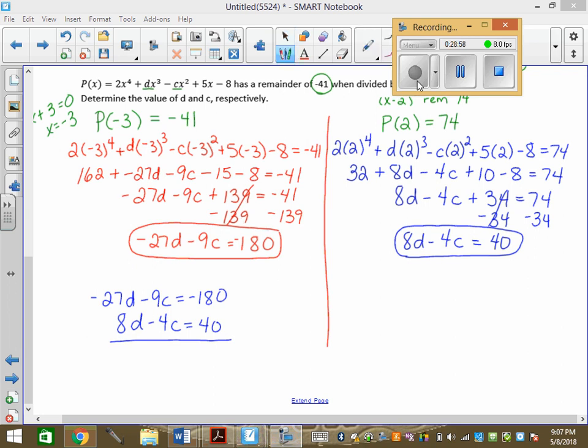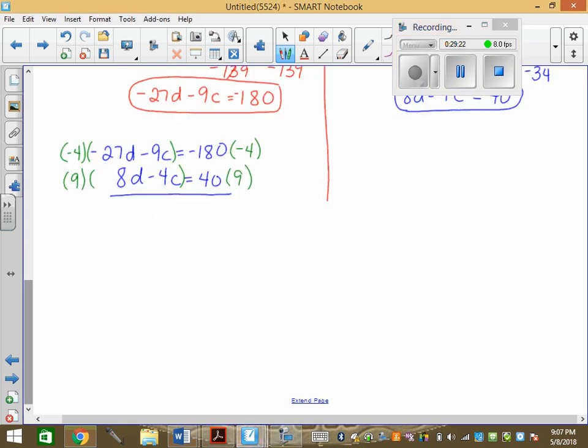In order to eliminate, we need to make either the d's or the c's the same. I'm going to make the c's the same, and I want to make them different signs so that I can add. So I'm going to multiply the top by negative 4 to make it be a positive 36, and I have to do it to the top left and the right. And I'm going to multiply the bottom by positive 9 so that it still says negative 36 on the bottom, so that I can just add them and the c's will go away.